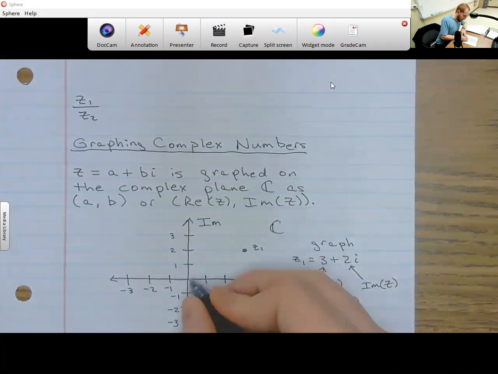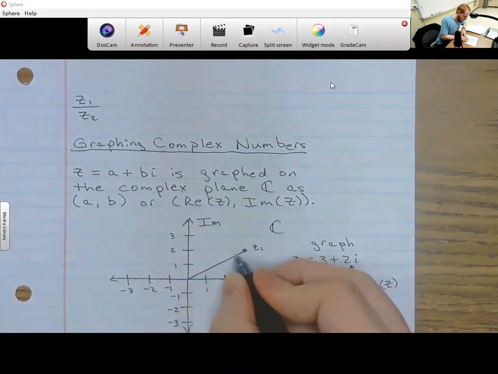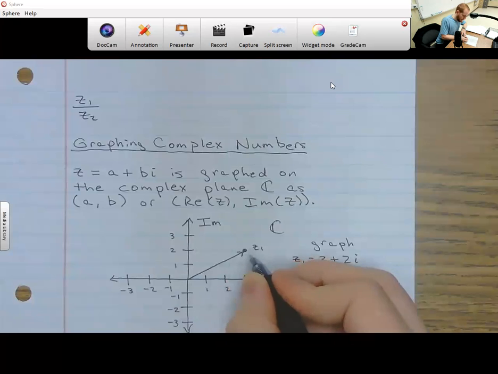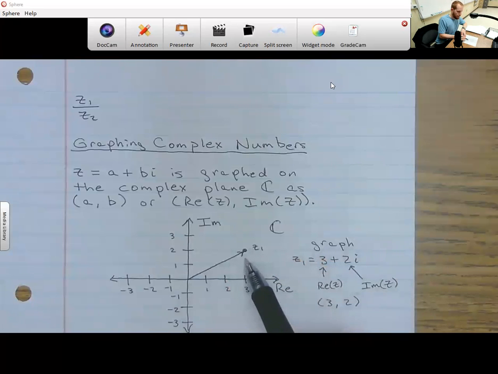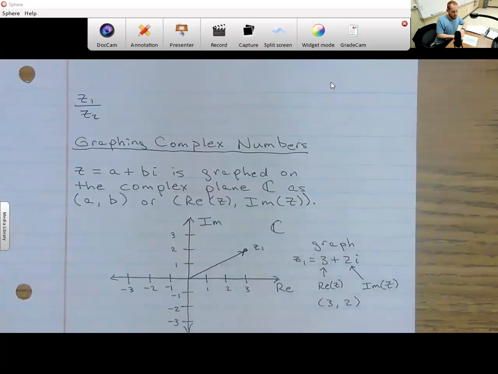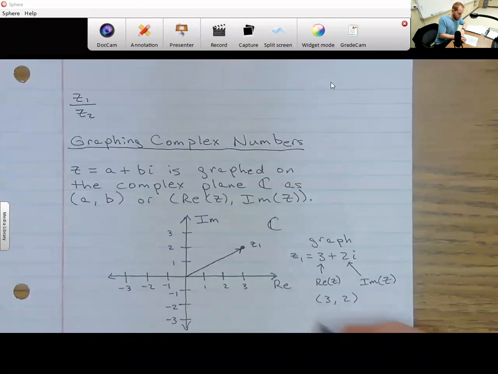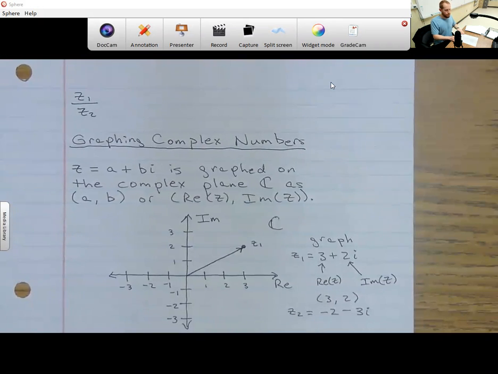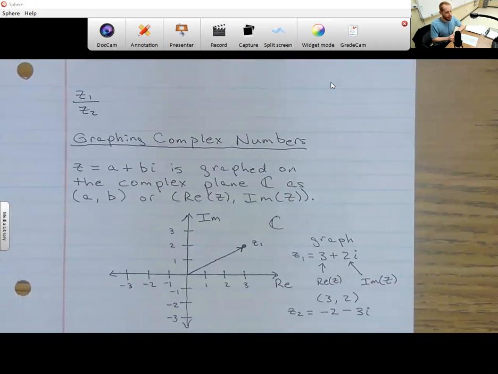So I could draw an arrow from the 0, 0 point right here and connect it all the way to my complex dot over here. And I put the arrow at the very end. Okay? And then the last thing we're going to do is we're going to graph Z2. Z2 is going to be -2 minus 3i. That's what we're going to be graphing next. -2 minus 3i.